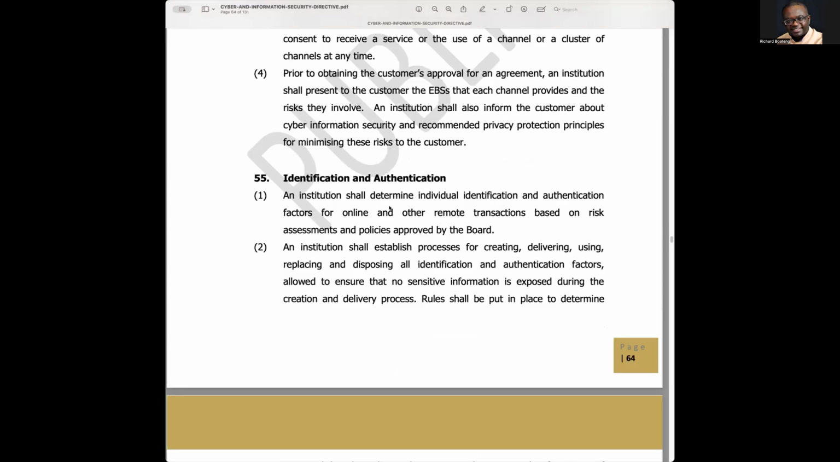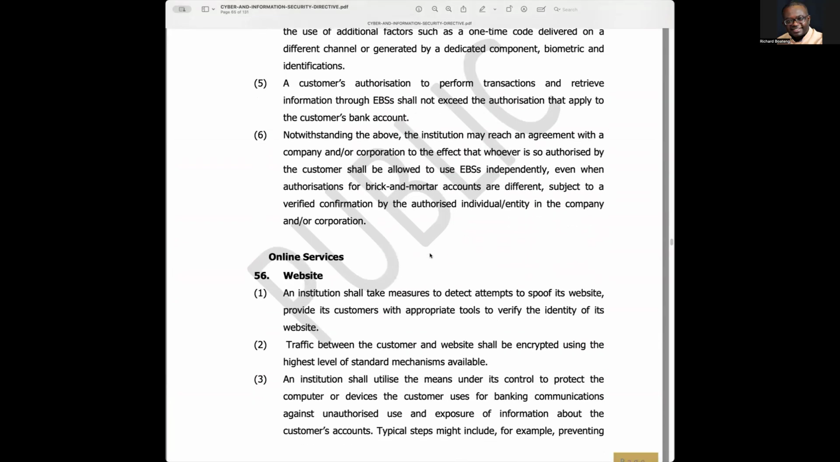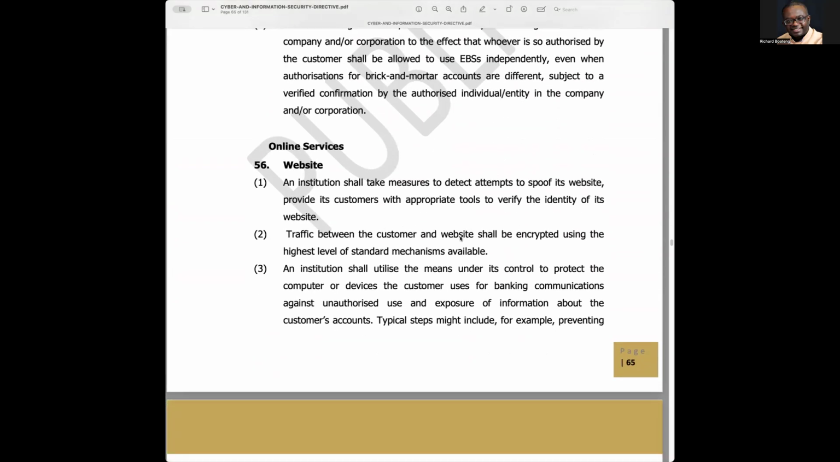Identification, authentication. An institution shall determine individual identification and authentication factors for online and other remote transactions based on the risk assessment and policies approved by the board. An institution shall establish processes for creating, delivering, using, replacing and disposing of all identification and authentication factors. So these are the provisions that they are giving us. There's quite a number of them. We can't do all of that. But like, traffic between the customer and the website shall be encrypted using the highest level of standard mechanisms available. So if you get hacked, you can hold them. You're supposed to encrypt your site.